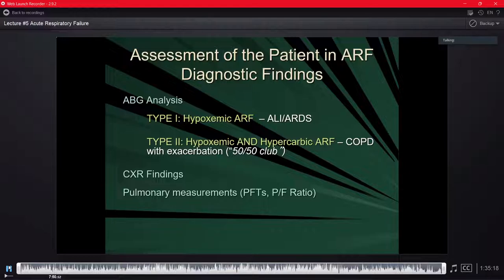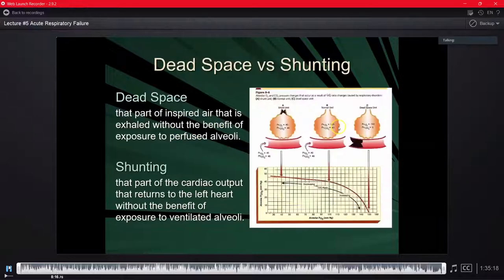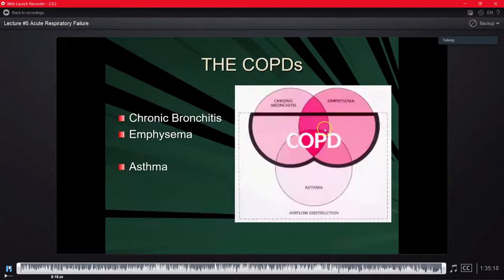Okay, and then this is stuff that we can examine, see, and we need to test. You have to differentiate, you know, type 1 and type 2 ARF. But the key here is if you look at your blood gas and you see that the patient is also retaining carbon dioxide, instead of a 35 to 45, we have a 60, 70, 80. And that right there by itself in conjunction with hypoxemia is telling you we have a type 2 issue. So between that, chest x-rays and pulmonary measurements, pulmonary function tests, PF ratios, we can go ahead and delineate between the two. I'm not going to cover that. We're going to move past that.